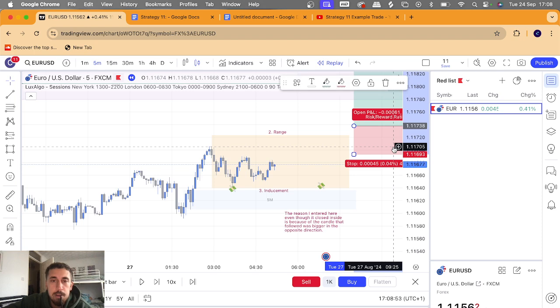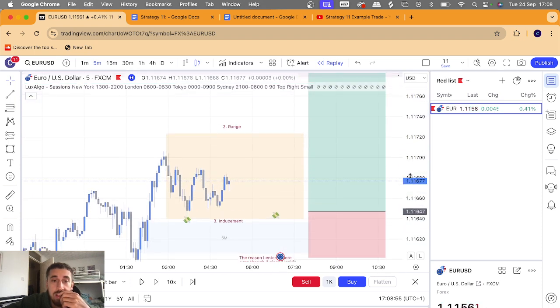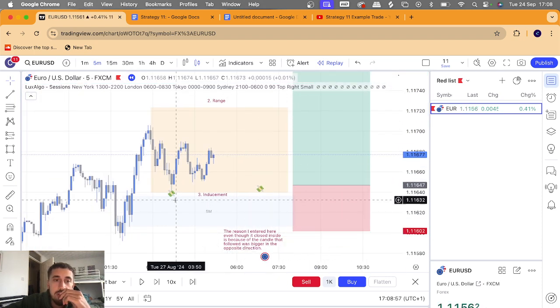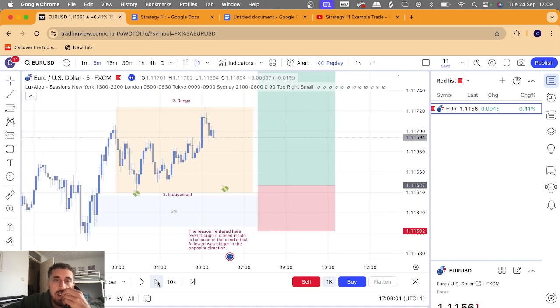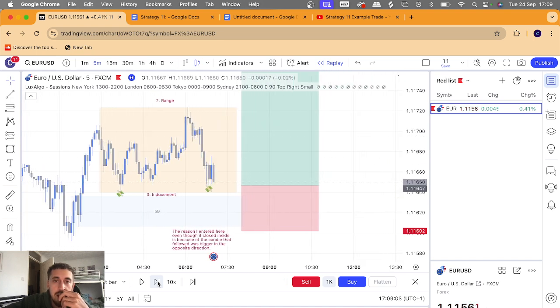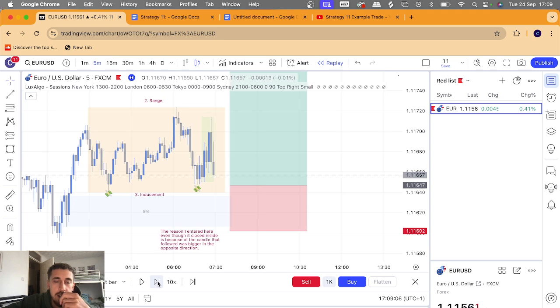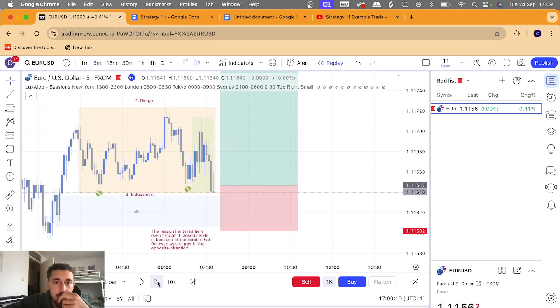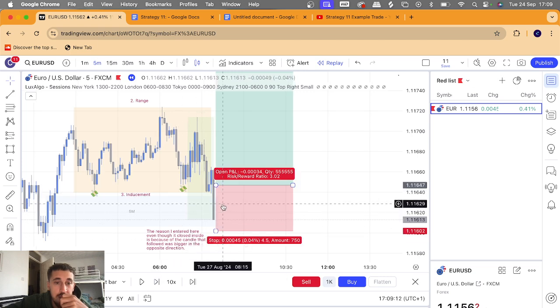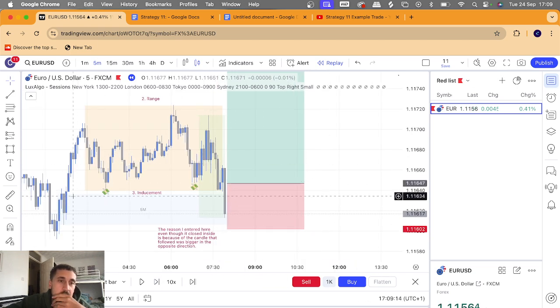But yeah, this was one I actually did take. So we had the inducement, price made a range, induced again, and then price absolutely smashes into that order block.